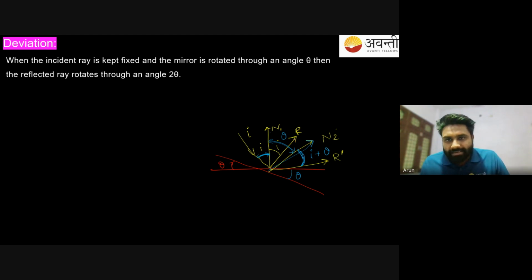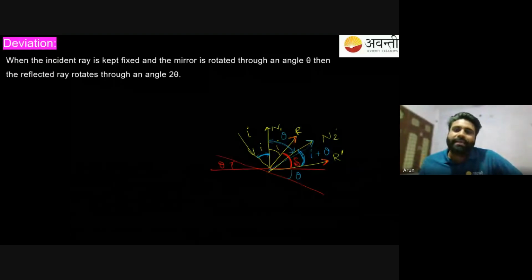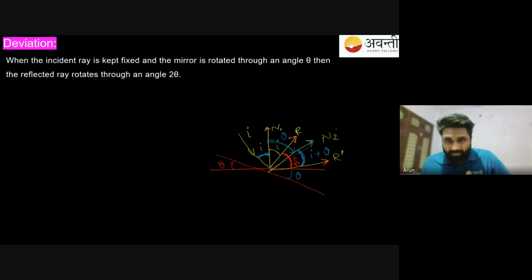This is the reflected ray of the first one, and this is the reflected ray of the second one. So the angle between them is delta. I am trying to calculate this angle. What will this angle be? For now you can say that this value will also belong to 2 theta. But if you do this, it is I plus theta.